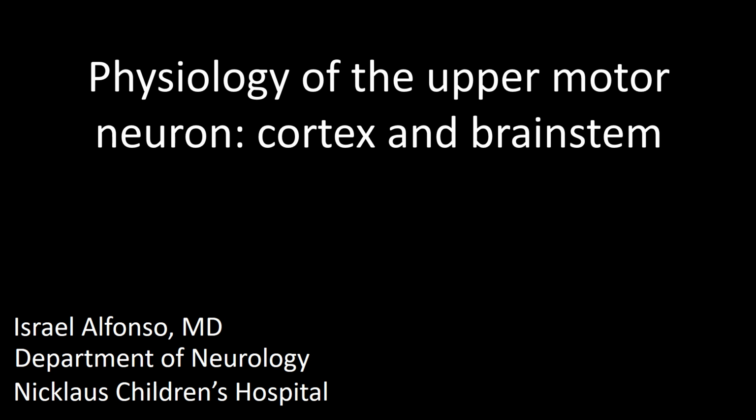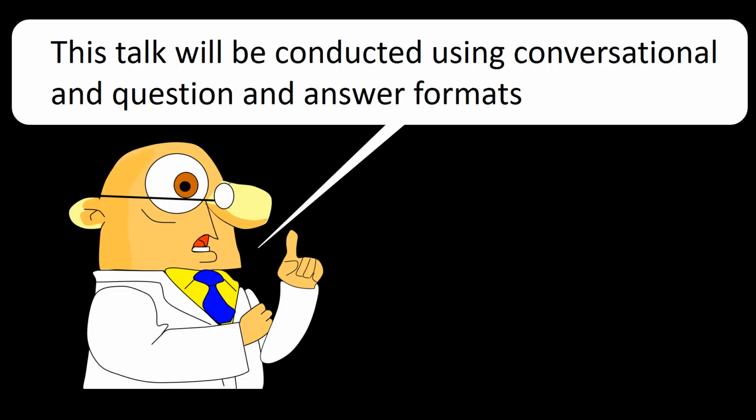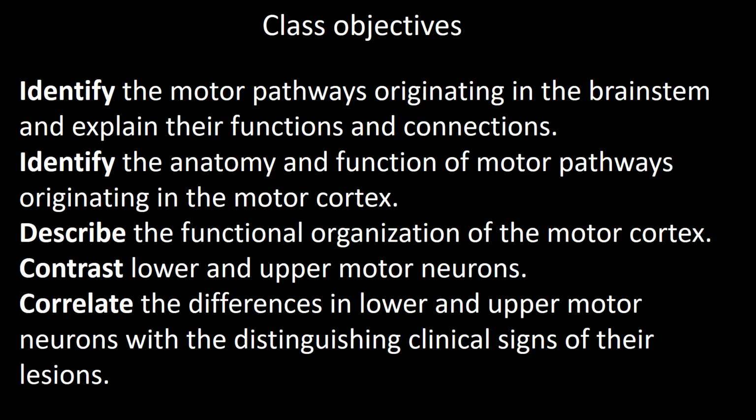The title of this talk is Physiology of the Upper Motor Neuron, Cortex, and Brainstem. The talk will be conducted using conversational and question and answer formats. These are the class objectives. You do not need to read them. We will use them to chart our talk.